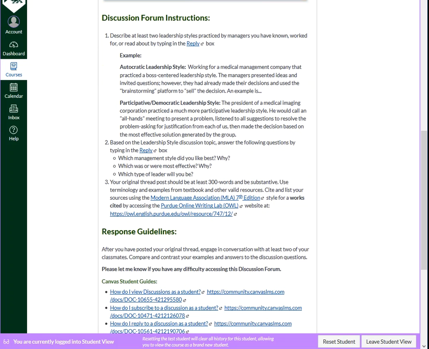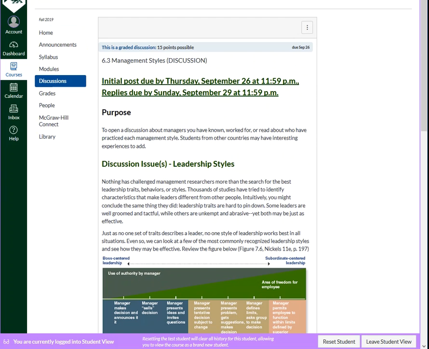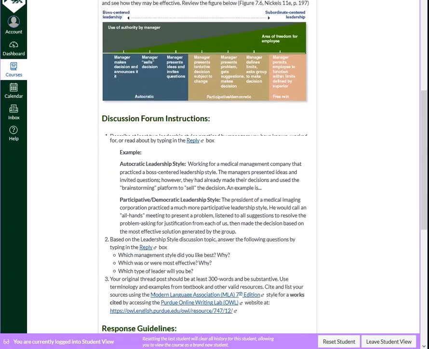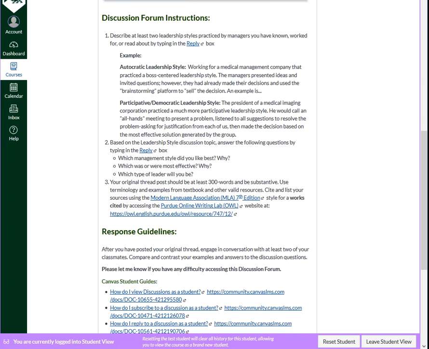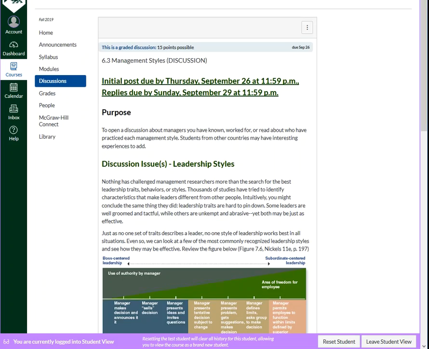Once you've completed those 2 parts, you will submit your original thread post by the original date here, Thursday of the week, which is stated up here at the beginning of the discussion forum page. And then you must reply to at least 2 of your classmates by Sunday at the end of the week. Again, the date is up here.